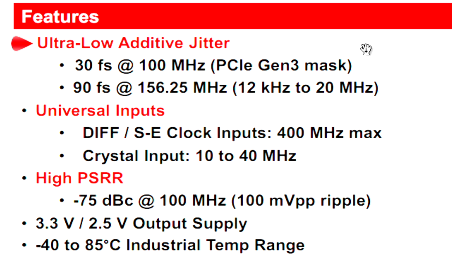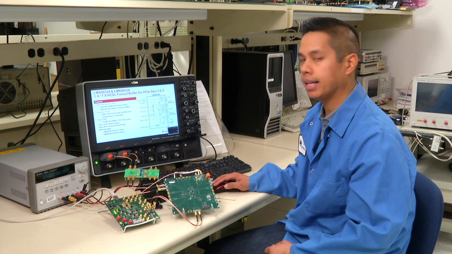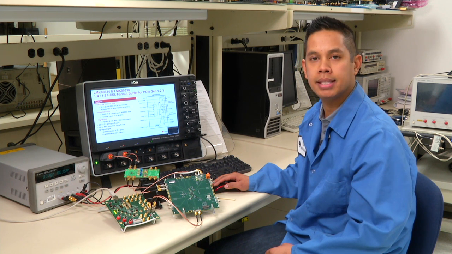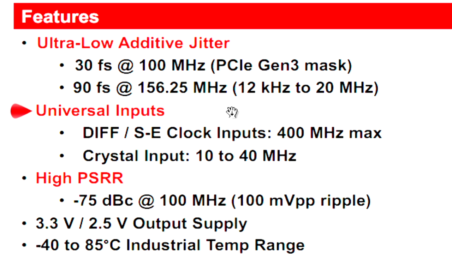Both of these devices feature ultra-low additive jitter of 30 femtoseconds RMS at 100 MHz with the PCIe Gen 3 mask applied. This provides a lot of timing margin for the PCIe serial link budget.